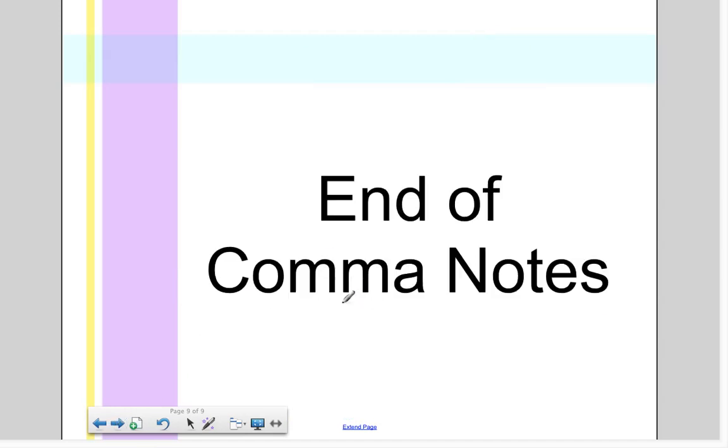So that's the end of our comma notes. Make sure that you've made all your notes and put all the commas where they need to be. When you're writing, remember these comma rules and remember the quick tip about looking for pauses in the sentence and where it naturally would pause. It probably is going to need a comma there.